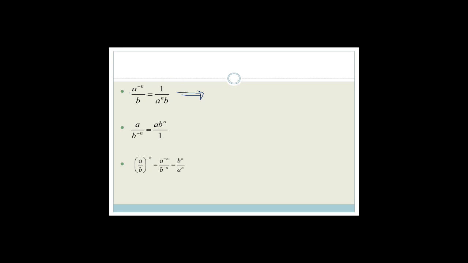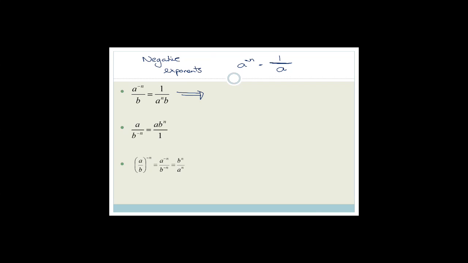Let's think about this. Do you agree that a to the negative n means 1 over a to the n? Okay, that is the rule. The minus means that you're taking it across the fraction line. So what we are doing is we're now looking at our negative exponents.